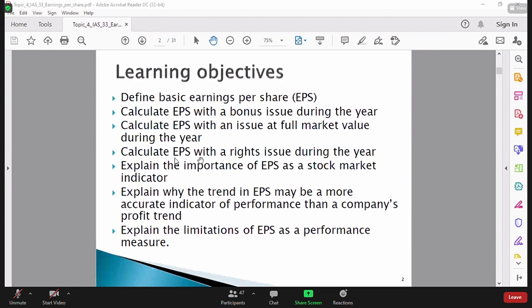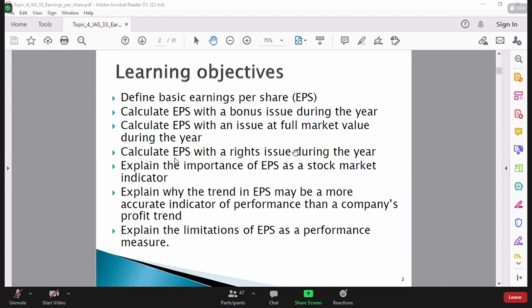And then calculate EPS with the right issue during the year. Okay, do you understand about right issue, class? Do you know about right issue, class?